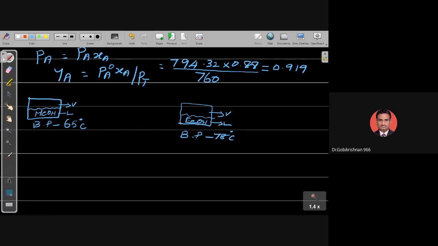Here, 65 is the boiling point of pure methanol, and 78 is the boiling point of pure ethyl alcohol. In between, I have to select some temperatures randomly. I have selected 68, 70, 72, 74, and 76, for all the selected temperatures.